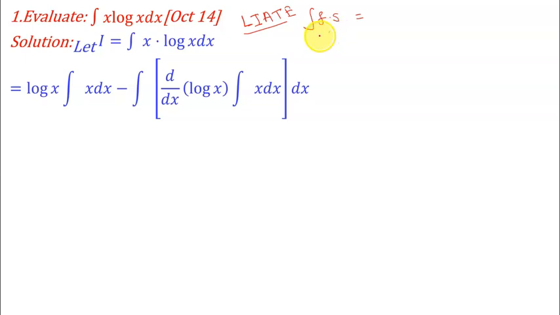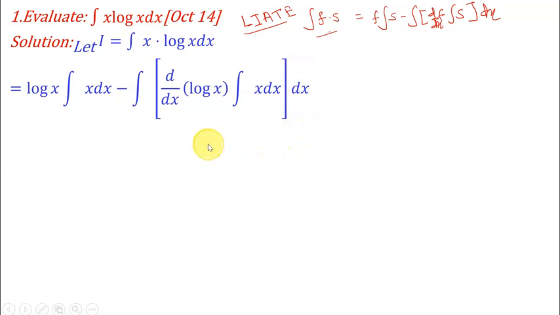Now what is the formula for the integration by parts? That is the first function into integral of the second minus integral in bracket derivative of the first function into integral of the second, bracket complete, into dx. Similarly here, what is our first function? Log of x. This is log of x into integral of the second, which means integral of x, minus integral whole in square bracket derivative of the first function, log of x, into integral of the second, which is x, bracket complete, into dx.